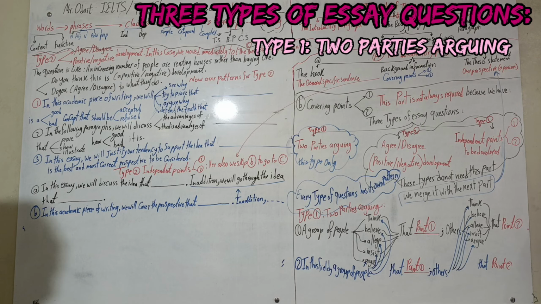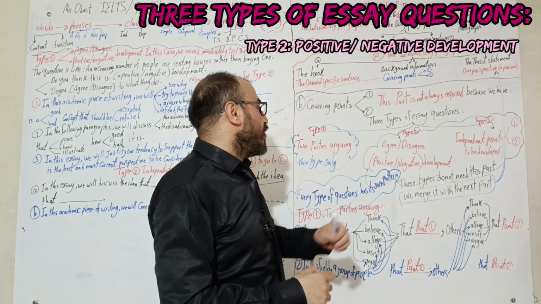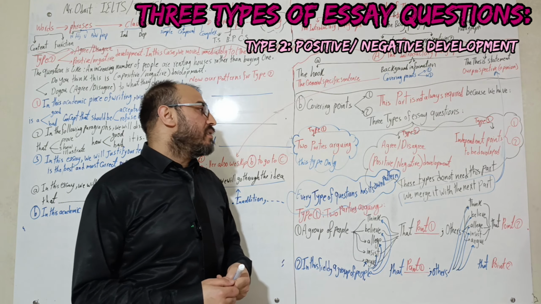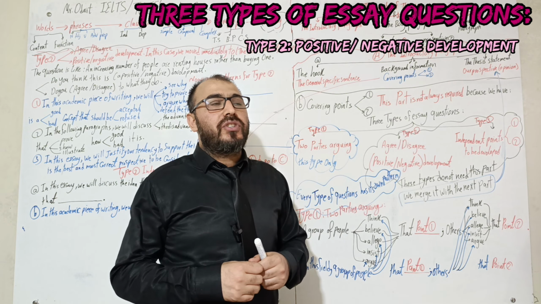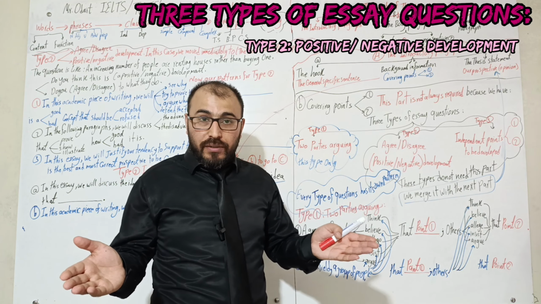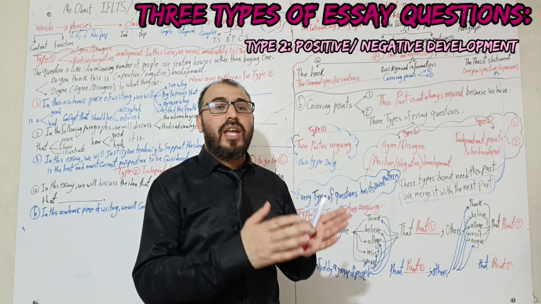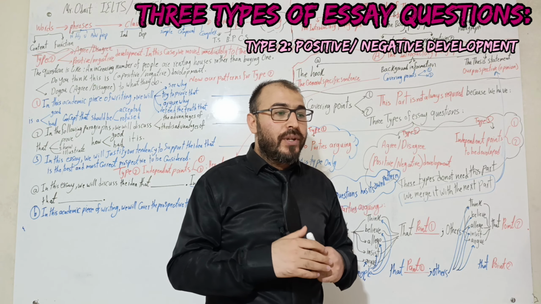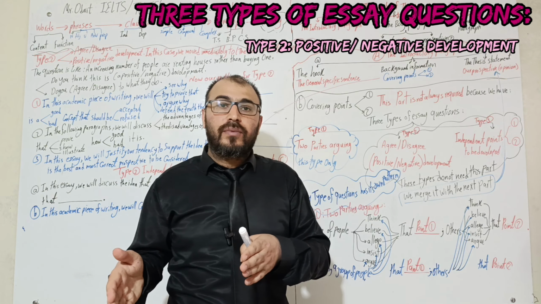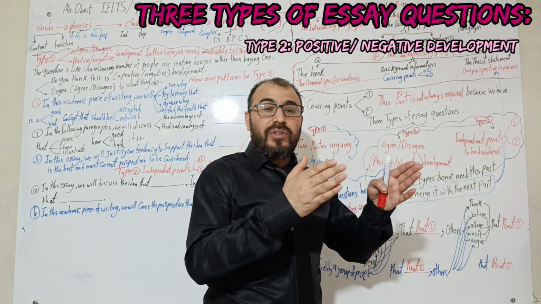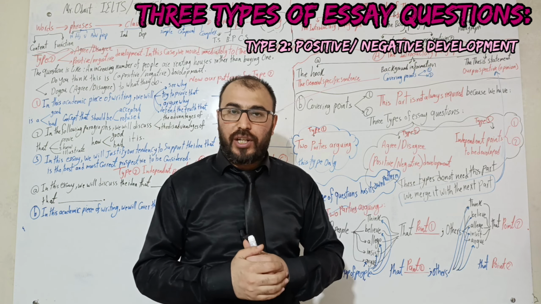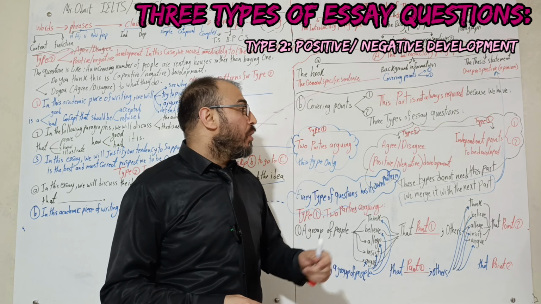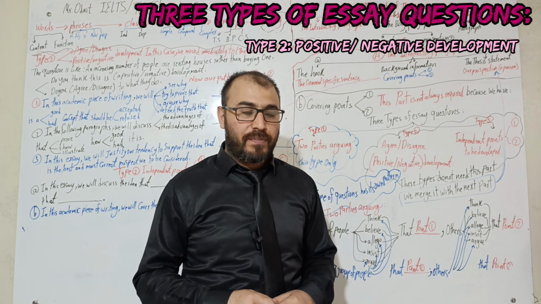In the other type of questions, we have agree, disagree, or positive, negative development. Here, the question is given as a phenomenon to be discussed, and then they ask us about our opinion about this phenomenon. For example, they say an increasing number of people now tend to buy a house, not to rent one. Do you think that this is a positive or a negative development? Or do you disagree with this perspective?